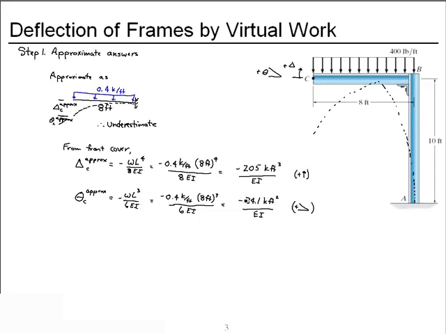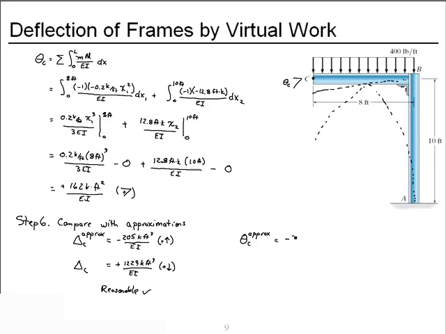Our approximate prediction was a minus 34.1 kip feet squared over EI, where positive would have been a clockwise rotation or a rise in the slope, and we said positive would look like that. And then we just saw above our prediction of a positive 162 kip feet squared over EI, where positive is in the opposite direction.